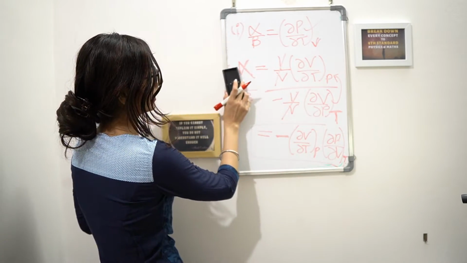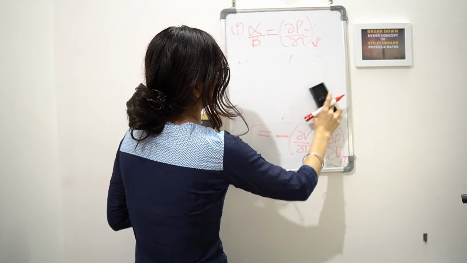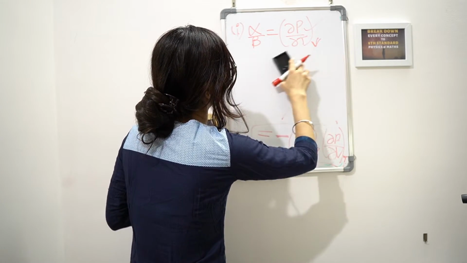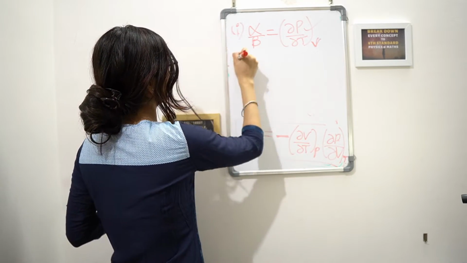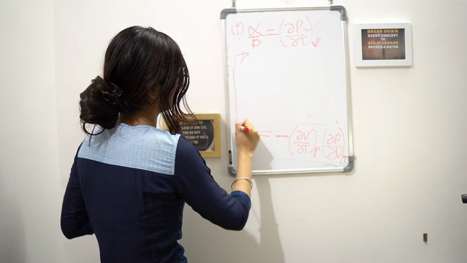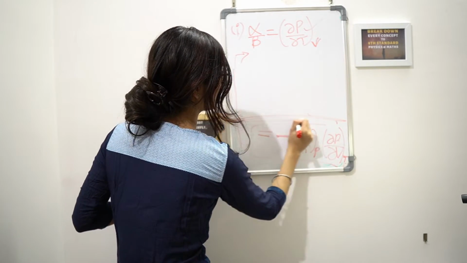So guys, I'm rubbing this one because I don't have space here. So I'll be writing it like this. From here, I'm writing here. This is the other one, just leave it for now.